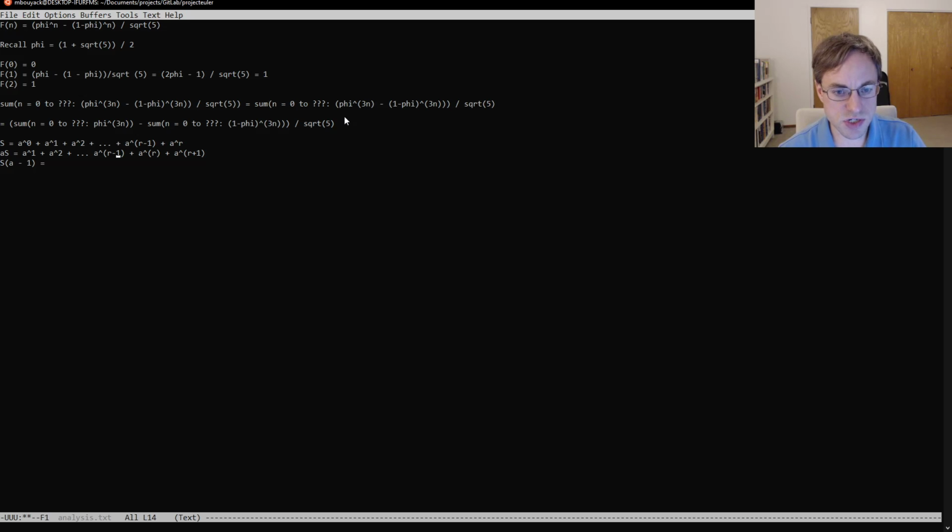And so most of these terms here are going to cancel out, which is nice, because instead of having this arbitrarily long sum of terms, almost everything cancels out, and we just end up with this nice expression here where we have a to the r plus 1 minus a to the 0, which is just 1. And then from that we can actually solve for our sum.